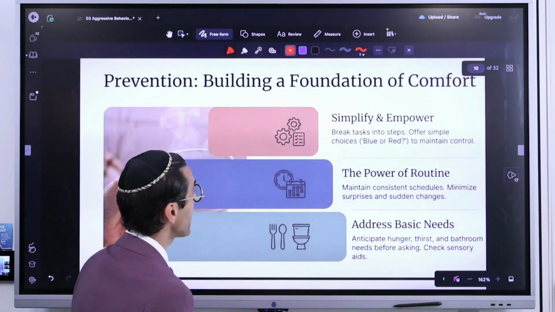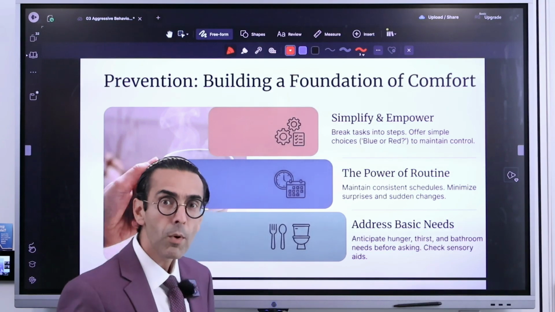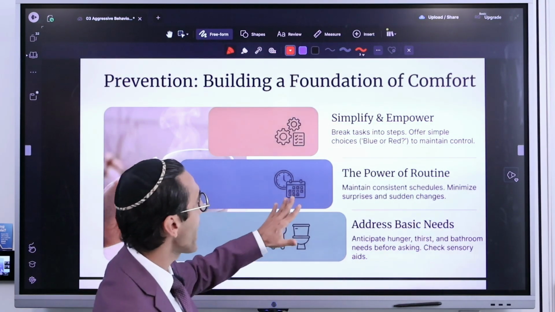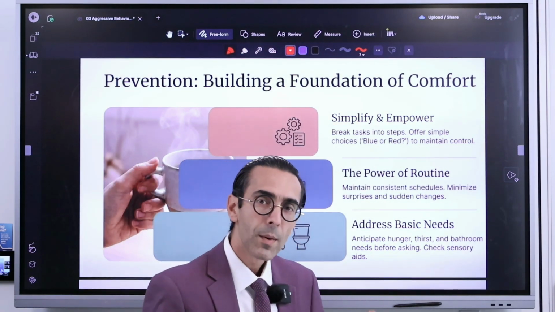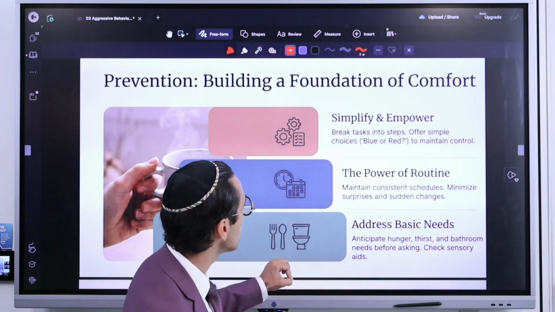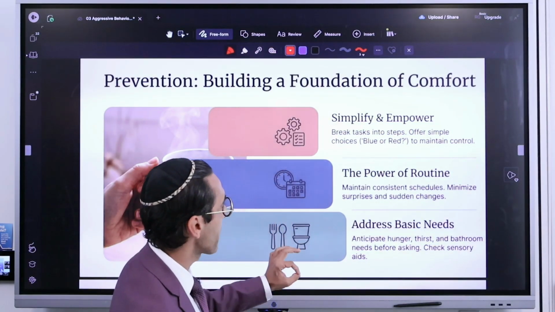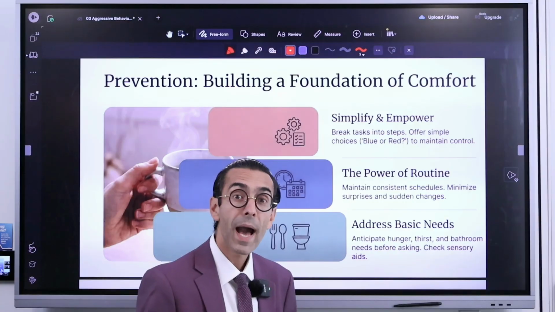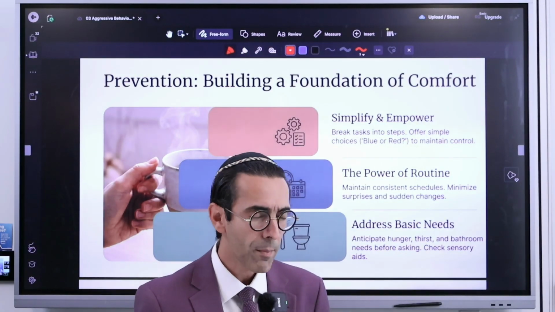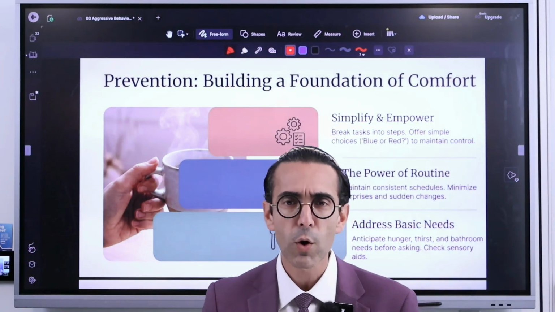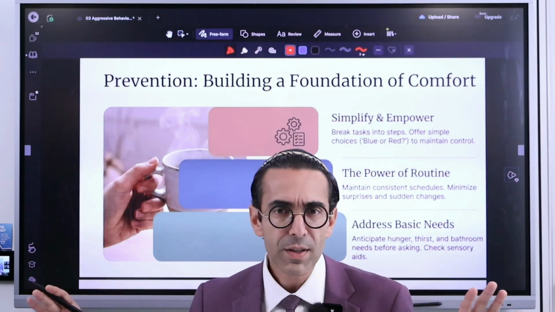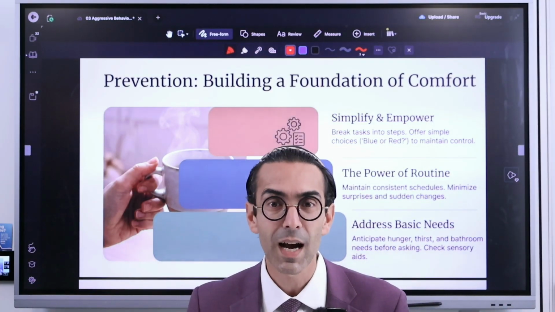Prevention, building a foundation of comfort. Number one, you've got to simplify and empower. Don't overcomplicate. Break tasks into small steps. Number two, the power of routine.